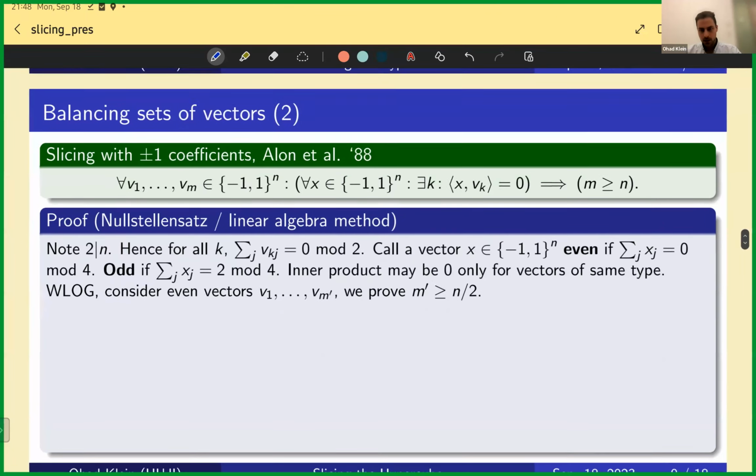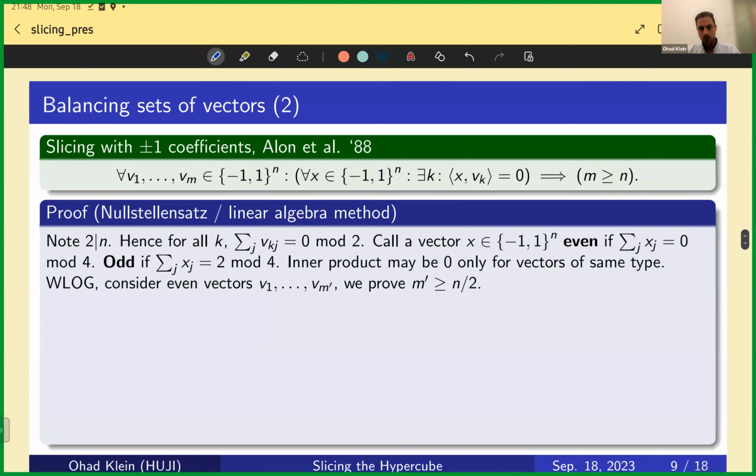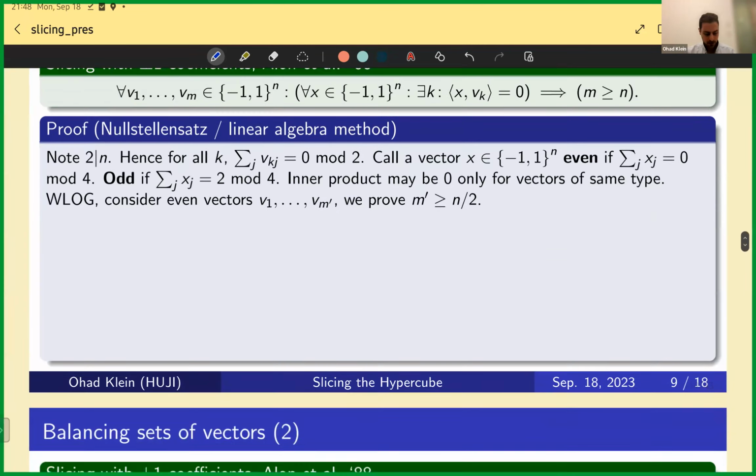For this reason, we are going to partition the set of vectors we are given, v1 up to vm, into odd vectors and even vectors. And we're going to show that we have at least n over 2 even vectors, and at least n over 2 odd vectors. So for this, consider the even vectors, for example. And we want to prove that there are at least n over 2 such vectors.